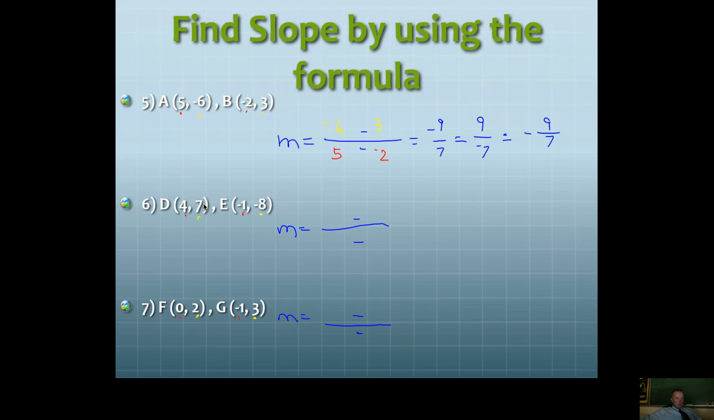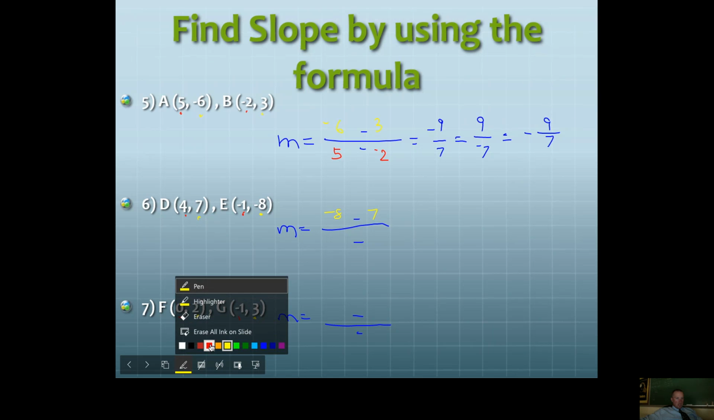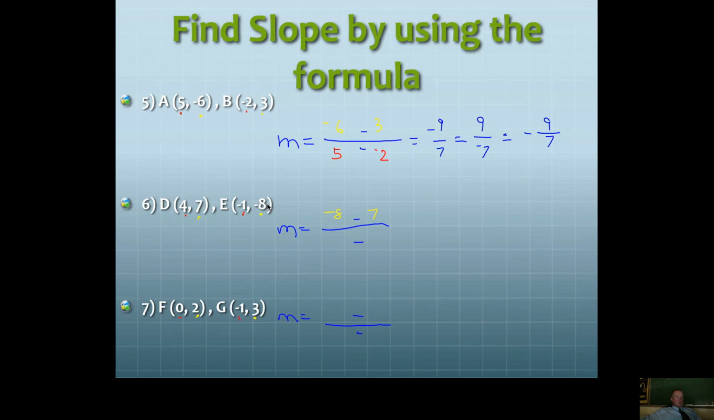For number 6, we're going to subtract. And up here, we went with -6 minus 3. I'm going to switch it up. I'm going to do -8 first, and I'm going to subtract 7. And notice the change that I have to account for in the denominator. Since I chose this as my first y value, I need to choose the -1 as my first x value. So we'll do -1 minus 4.